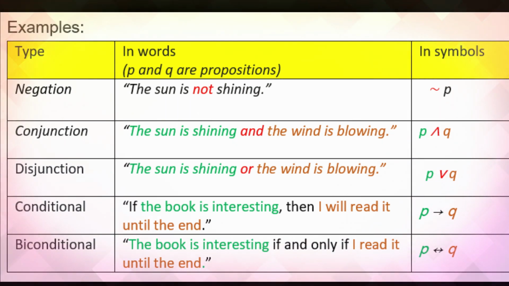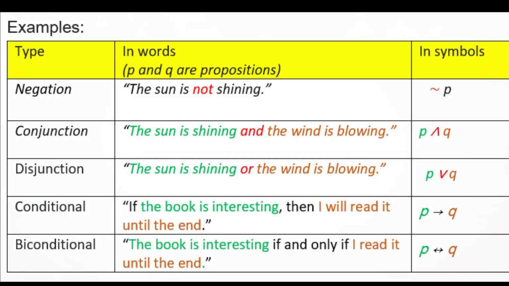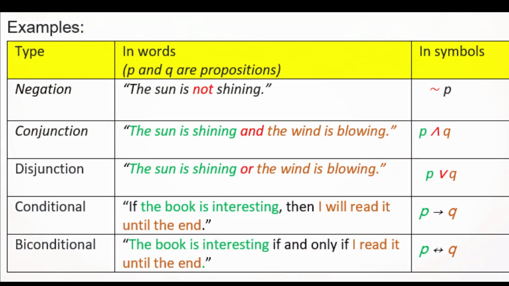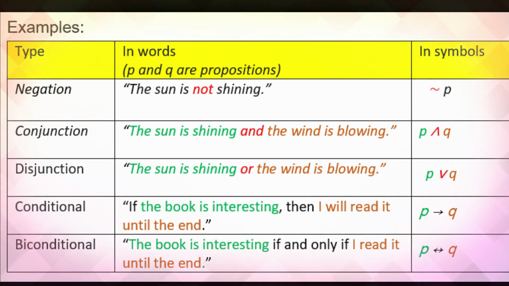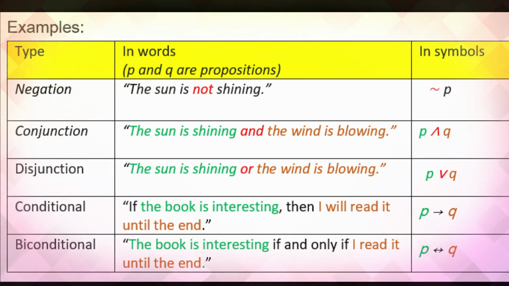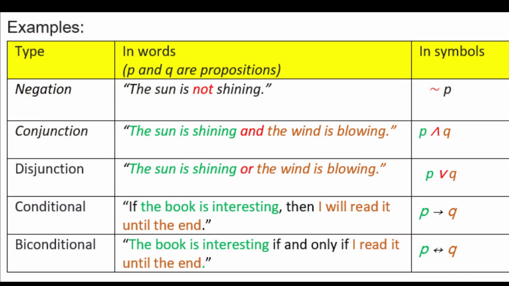Symbol. Okay. Biconditional: the book is interesting if and only if I read it until the end. If I read it until the end, then the book is interesting. Okay, it doesn't change, right? Let's say the other way, the original one in the conditional: if the book is interesting, then I will read it until the end. Okay. To make it clear, we will proceed to the truth table.